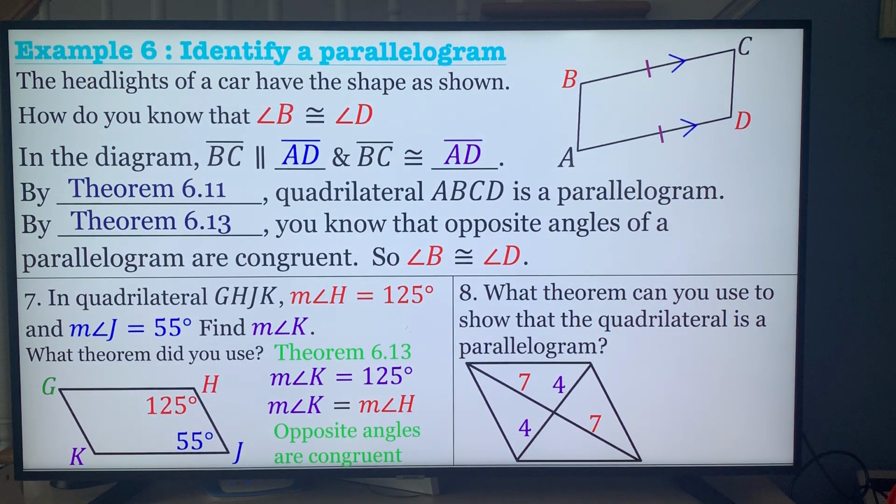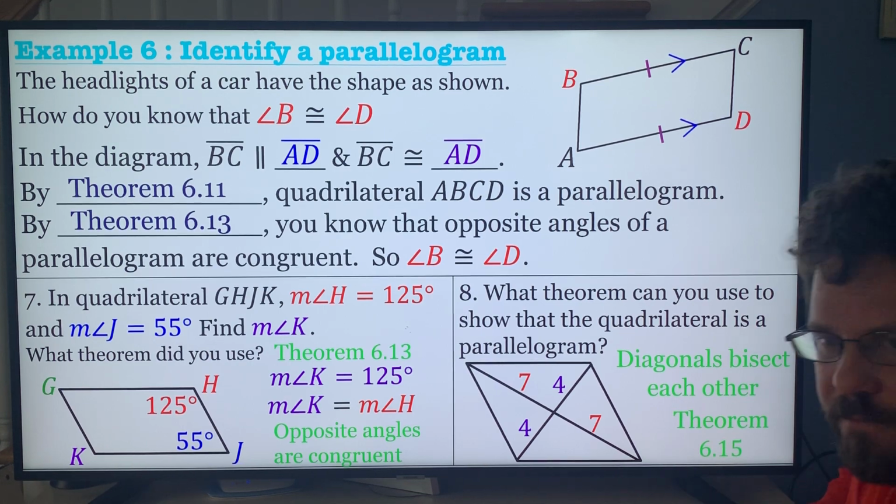What theorem can you use to show that the quadrilateral is a parallelogram? What's going on here? The sides are being bisected, right? The diagonals bisect each other. So you go look, which theorem is that? That would be theorem 6.15.